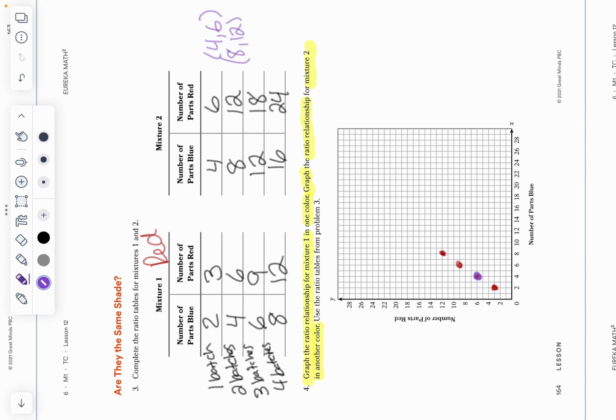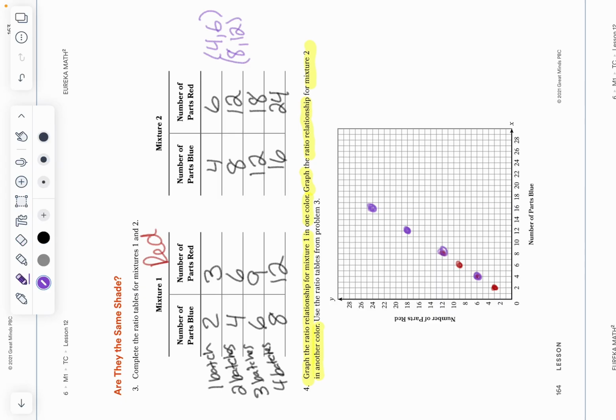That's the next R pair. And then I'm going to plot 12, 18. Oh, I'm off on that one. Erase. All right, so 12, I'm trying to stay on here, 12. And I'm going up to 18, and I'm plotting that point right there. And then I can erase that line. All right, and then the last one would be 16, so I'm going to stay on this line, 16 to 24. It should be right here.